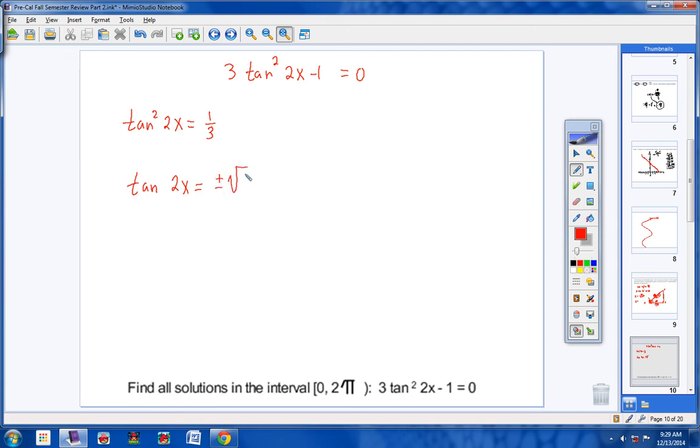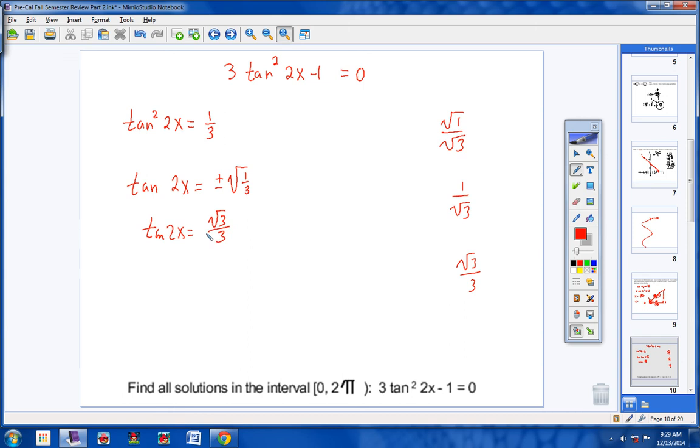So I must put the plus minus, okay? So there we go. Now, let's simplify this right here. The square root of 1/3 is the same thing as the square root of 1 over the square root of 3. Okay? Well, the square root of 1 is 1, so 1 over square root of 3. Then if I rationalize that, square root of 3 over 3, I really have this. Tangent of 2x equals square root of 3 over 3.